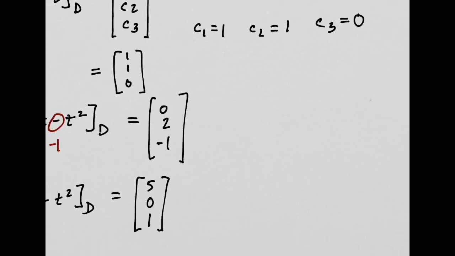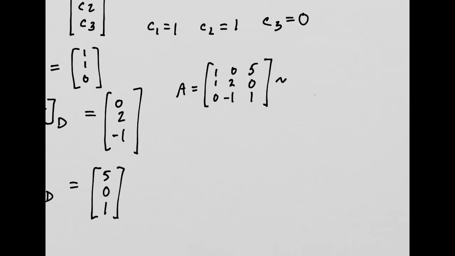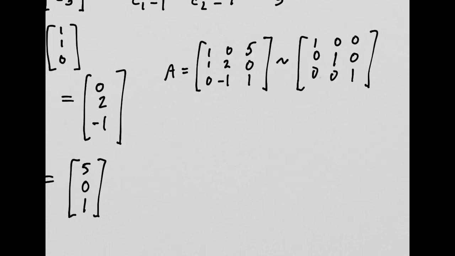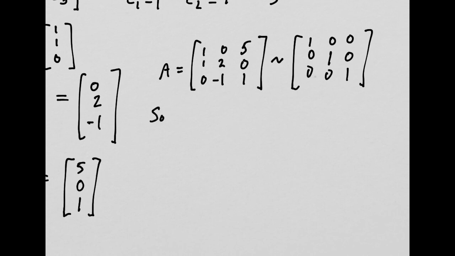Well, this just simplifies to the first example we did. So let's say A is the matrix 1, 1, 0, 0, 2, negative 1, 5, 0, 1. Row reduce it. I'll skip that part. You can do that on your calculator. You'll find that it row reduces to the 3 by 3 identity. So the columns of A form a basis for R3.